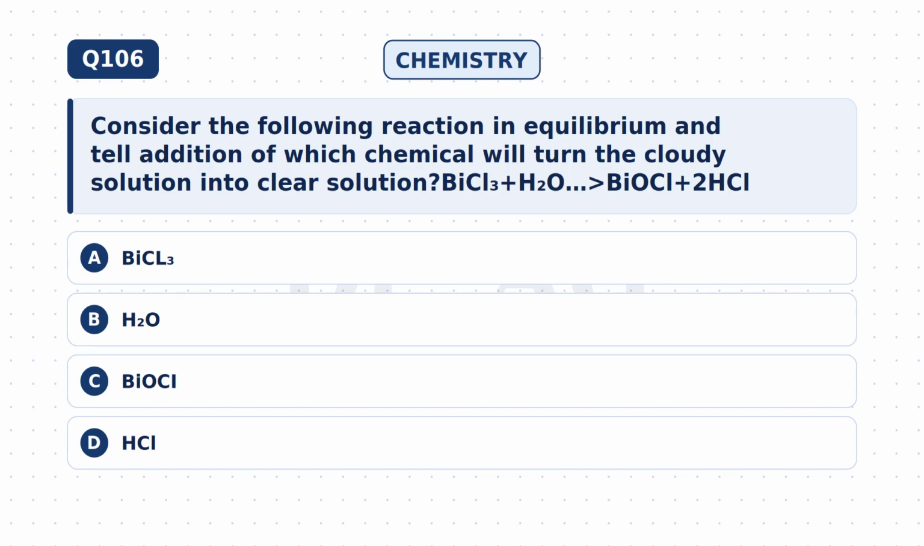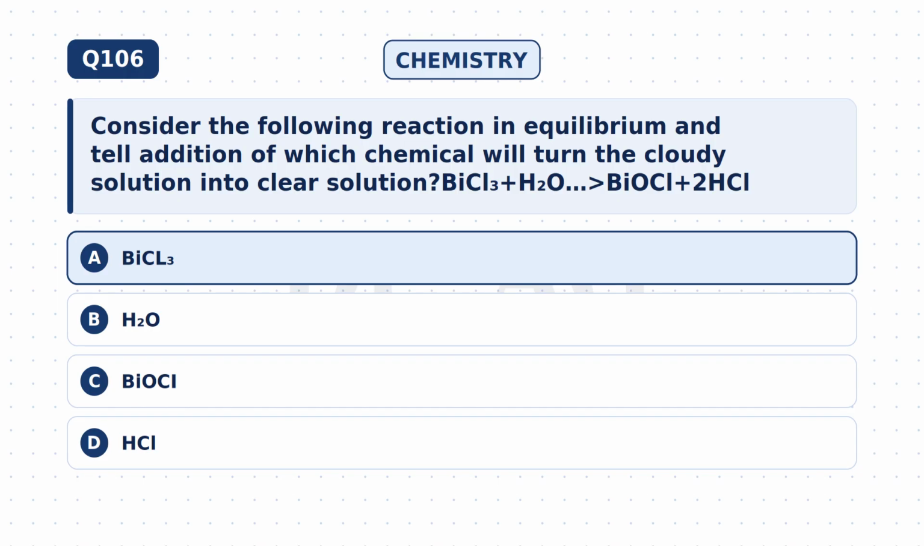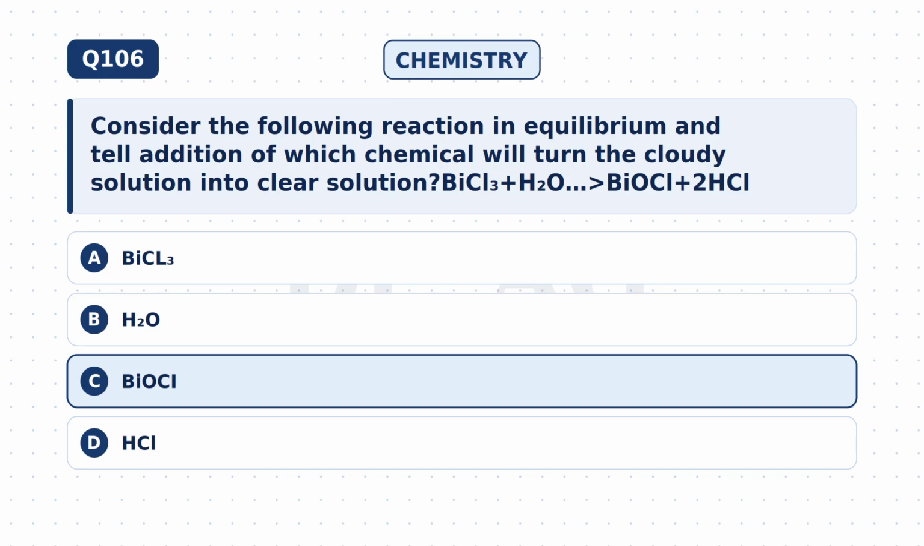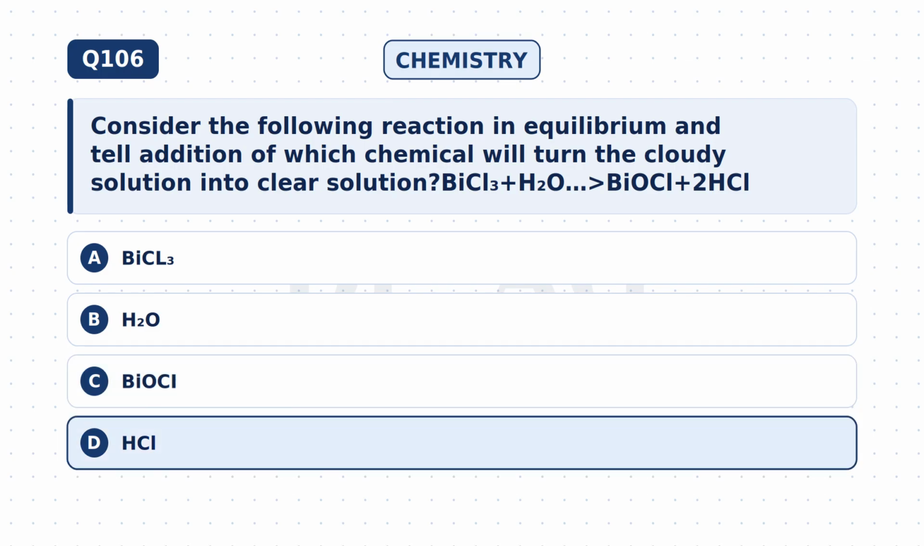Question 106. Consider the following reaction in equilibrium and tell addition of which chemical will turn the cloudy solution into clear solution: BiCl3 plus water in equilibrium with BiOCl plus 2 hydrochloric acid. Option A, BiCl3. Option B, water. Option C, BiOCl. Option D, hydrochloric acid.